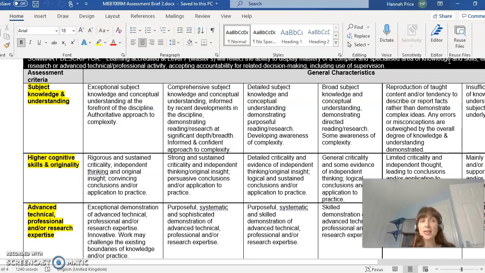We then need you to analyse a little bit further. So rather than just looking at the basic knowledge, we're asking you to apply it to say actually where are there limitations in what we're looking at, the models perhaps, where they don't give us the complete picture. Then, advanced technical, professional and research expertise. Well, this is using the databases. So if you use those and cite them well, then that will give you those marks.